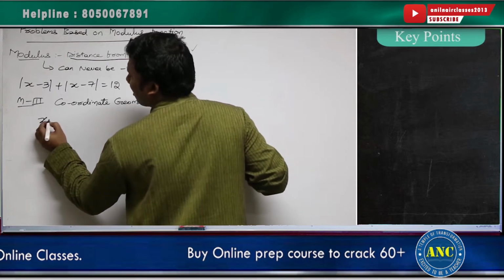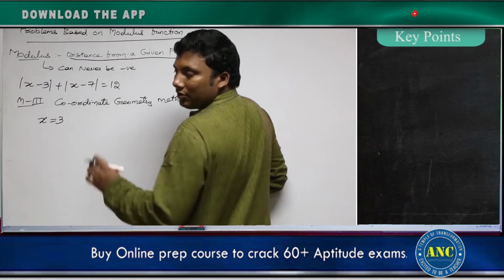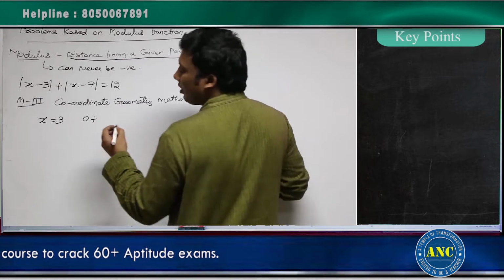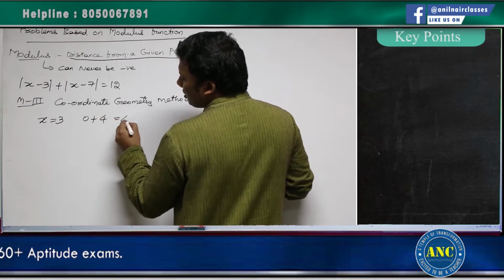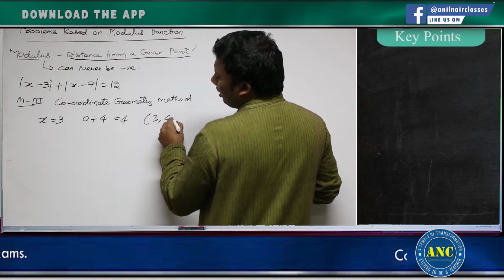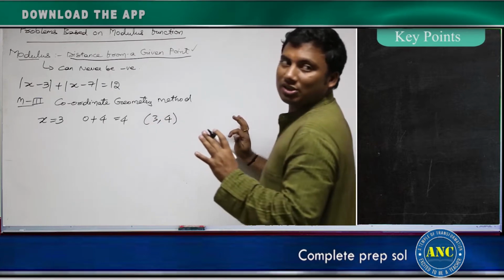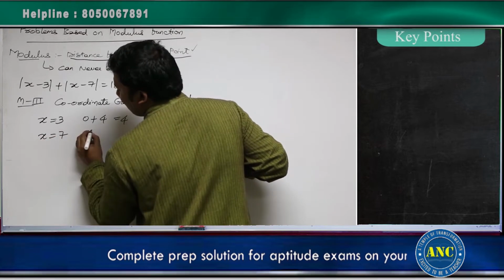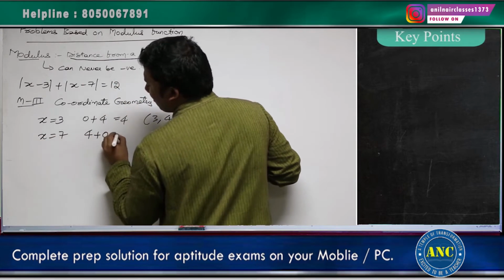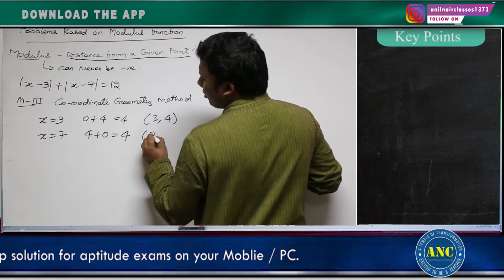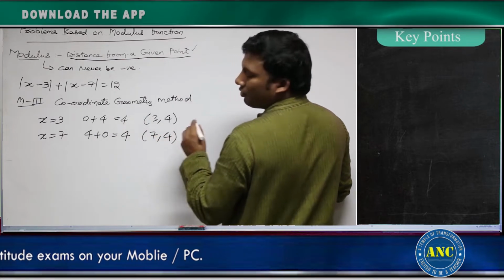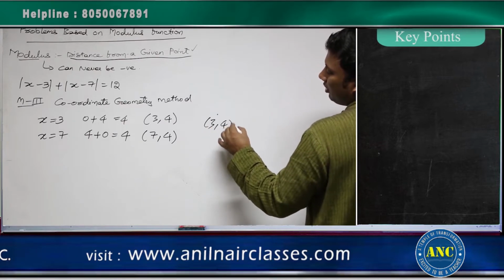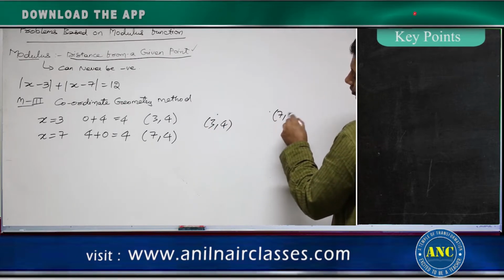Now see here. First plug in x equivalent to 3. 3 minus 3 is 0. 3 minus 7 is minus 4. Mod of minus 4 is 4. That means if you take x equivalent to 3, right hand side will be 4. Yes or no? Then take x equivalent to 7. 7 minus 3 is 4. 7 minus 7 is 0. It is also 4. So this will be 7 comma 4. Now listen carefully. One is 3 comma 4 and another is 7 comma 4.